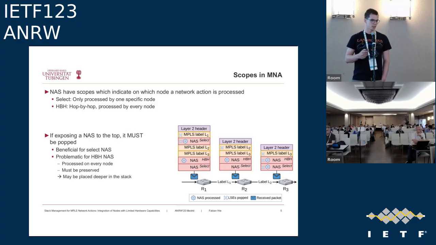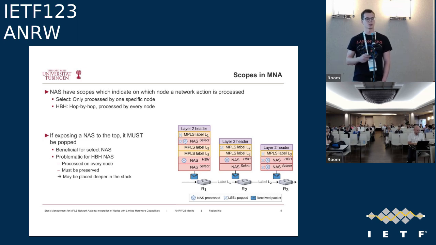In the protocol design, it's stated that if such a NAS is exposed to the top, meaning if the top of stack label is popped, it must also be popped. So the NAS must be removed. It must never be on the top. That's beneficial for the select scope NAS because it is only processed by one node and we can remove it from the stack afterward. But it's a bit problematic for the HBH NAS because that NAS is processed on every node.